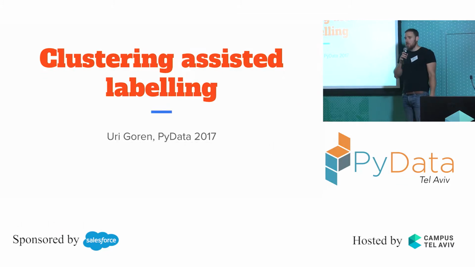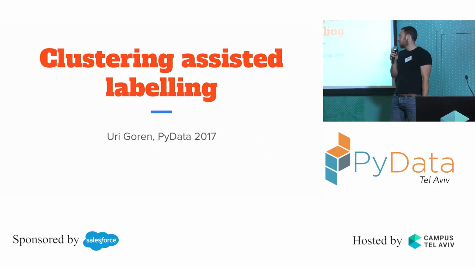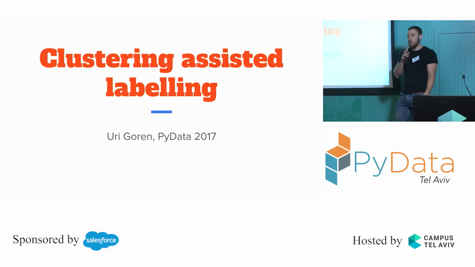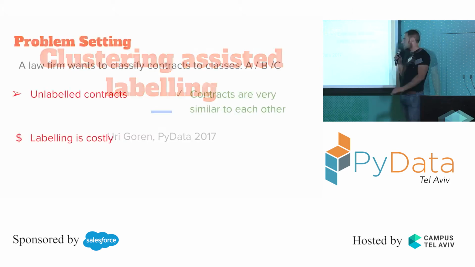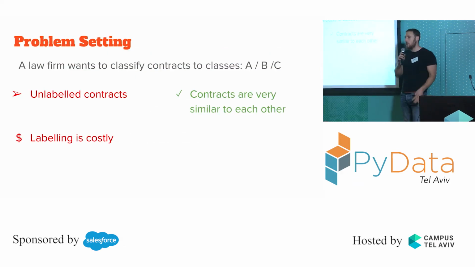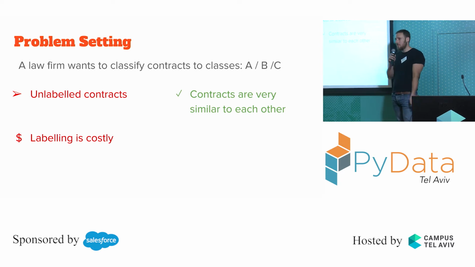Okay, so I wanted to share with you a cool trick that I came across that helps save money in the labeling stage using clustering, as the name suggests. This is the problem we are facing. We have a law firm that has a lot of contracts, but they're not labeled. And what the law firm wants to achieve is to be able to classify all of those documents into one of three clusters, A, B, or C, one of three classes, A, B, or C.